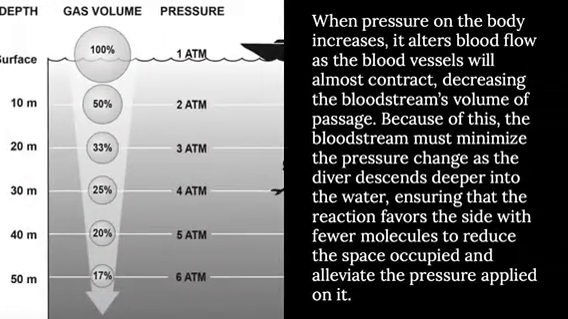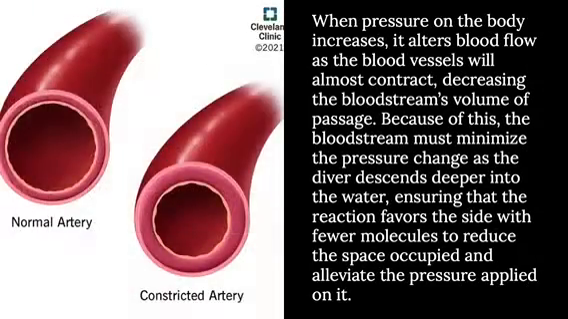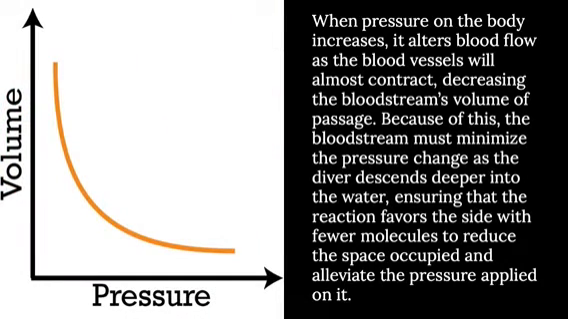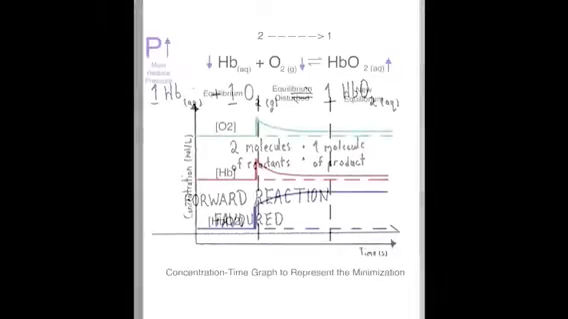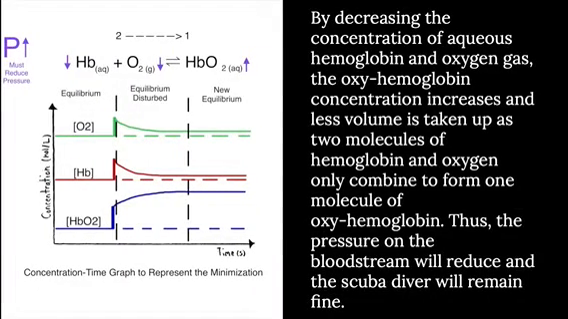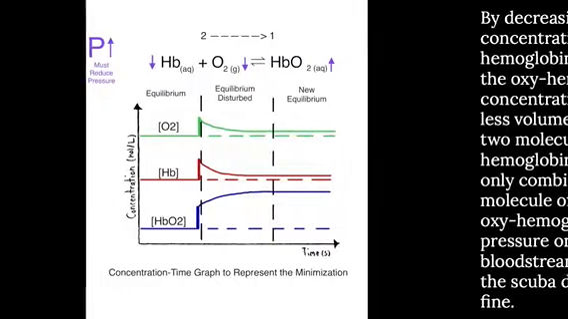When pressure on the body increases, it alters the blood flow as the blood vessels will almost contract, decreasing the bloodstream's volume of passage. Because of this, the bloodstream must minimize the pressure change as the diver descends deeper into the water, ensuring that the reaction favors the side with fewer molecules to reduce the space occupied and alleviate the pressure applied on it. By decreasing the concentration of aqueous hemoglobin and oxygen gas, the oxyhemoglobin concentration increases and less volume is taken up as two molecules of hemoglobin and oxygen only combine to form one molecule of oxyhemoglobin. Thus, the pressure on the bloodstream will reduce and the scuba diver will remain fine.